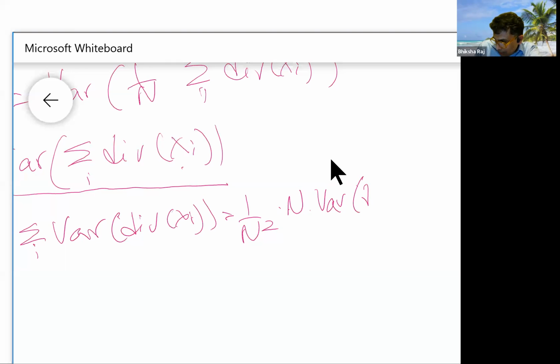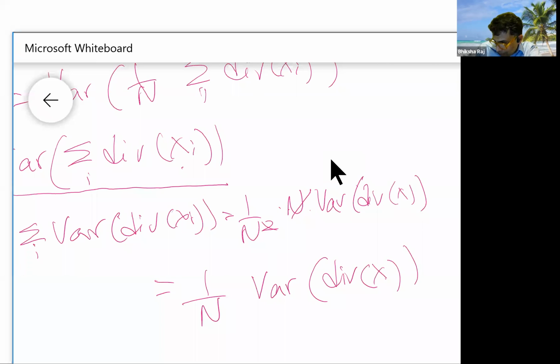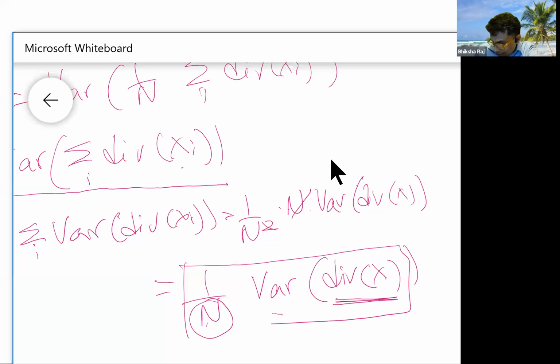The variance of the divergence of x, right? And squared cancel. So this is going to be 1 over n, the variance of the divergence at x. So what does this term mean? This is the number of training instances, and this is the variance of the divergence between the output of the network and the desired output computed over the entire input space. And so we find that this is the variance of the loss.